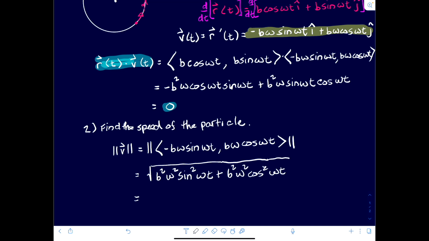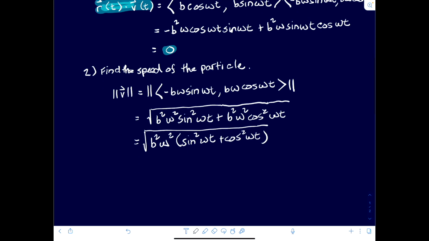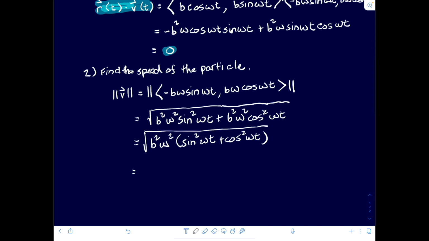But we can factor out a b squared omega squared within that radical. And do you see we'll have sine squared omega t plus cosine squared omega t. Which is the square root of b squared times omega squared times 1, because recall that this is a trig identity.